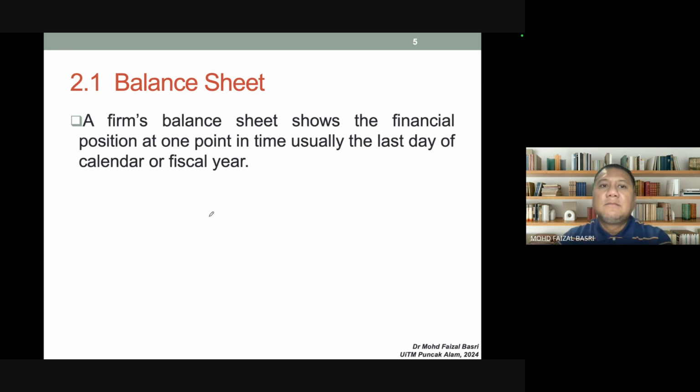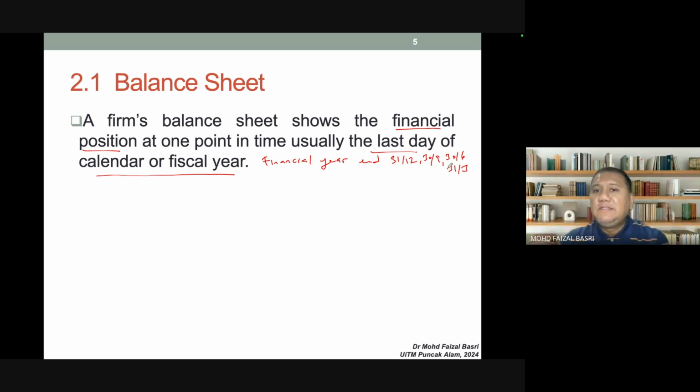So for the balance sheet, it will show the financial position, hence the name statement of financial position, usually at the final day of the calendar year. But when we talk about calendar or fiscal year, usually we are referring to the financial year end of the company. Every company might have a different financial year end. Some might be the 31st of December. Some might use 30th of September. Some companies might use 30th of June, or even the final day of March as their financial year end.